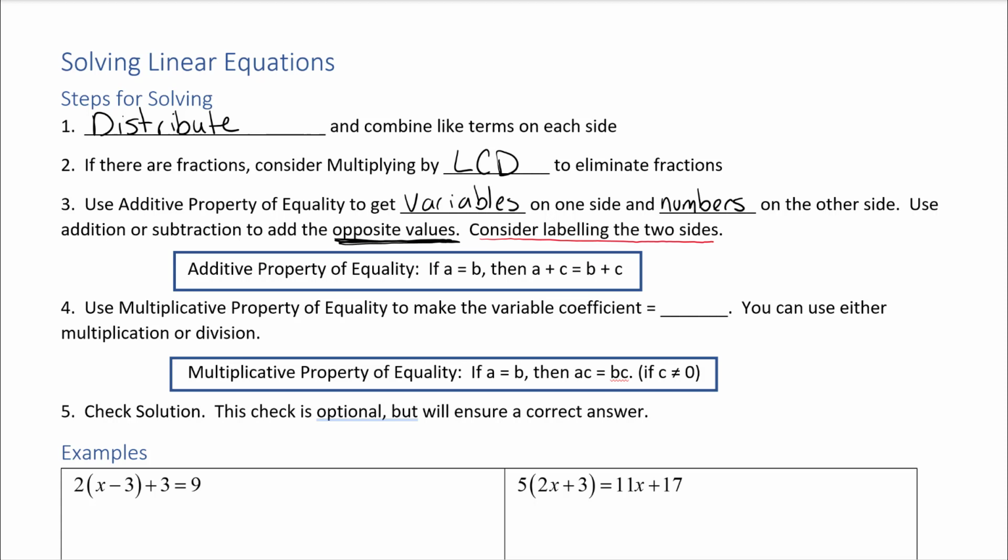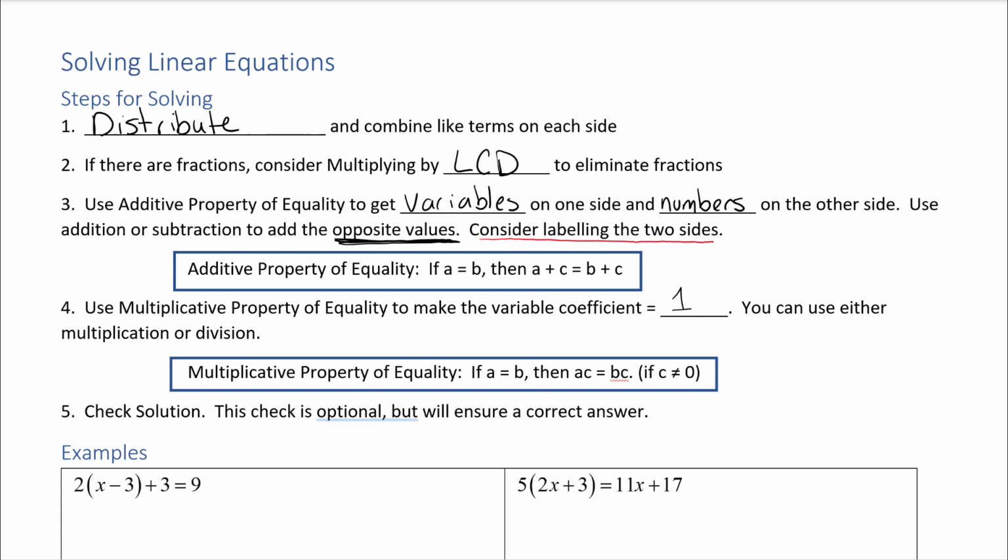The next step is to use the multiplicative property of equality to make the variable coefficient equal to 1. Again, you can use either multiplication or division. The multiplicative property says if A equals B, then I'm allowed to multiply C to both sides. So A times C is the same thing as B times C. Note this doesn't work if C is equal to 0. That would negate the whole problem. And again, you're allowed to multiply both sides or really divide. Even though it's called the multiplicative property, they're basically the same operation, just inverses.